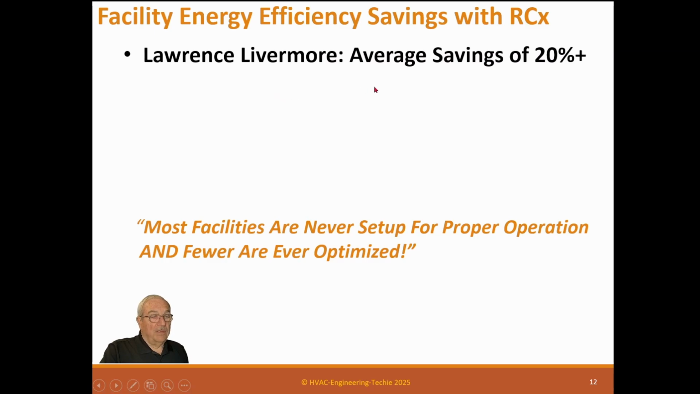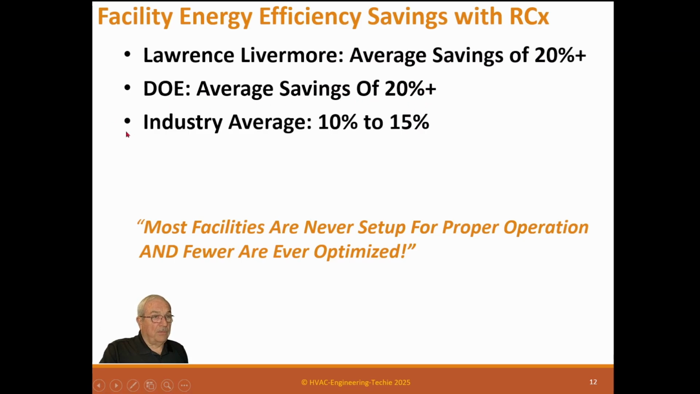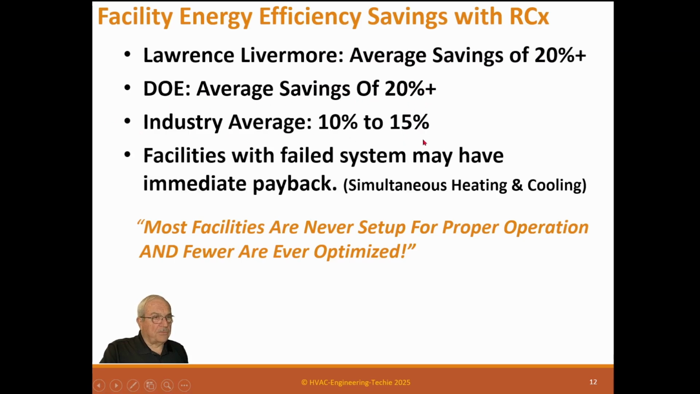The Lawrence Livermore facility says the average savings is about 20% plus. The Department of Energy said 20% plus. Industry average is 10 to 15%. Facilities with failed systems may have immediate payback. We've done some other studies. We tried to use it, we just couldn't use it with a customer because the results were way too good. I mean, when you find a building that's heating and cooling simultaneously, it can pay back in a week or 2 weeks. And you don't want to use that to try to market retrocommissioning service because it's an outlier, but it is possible.